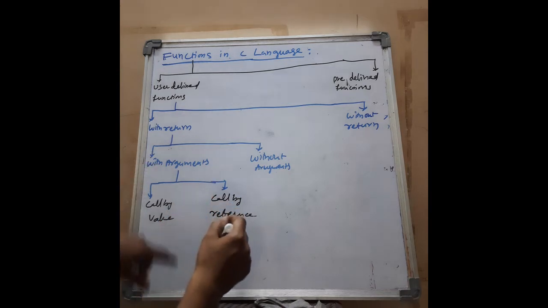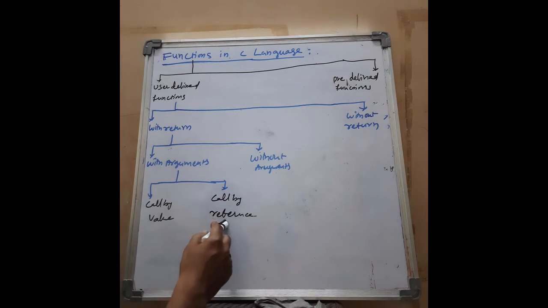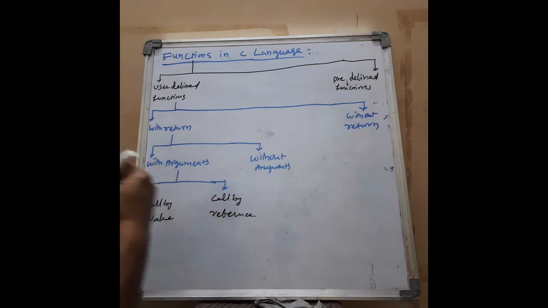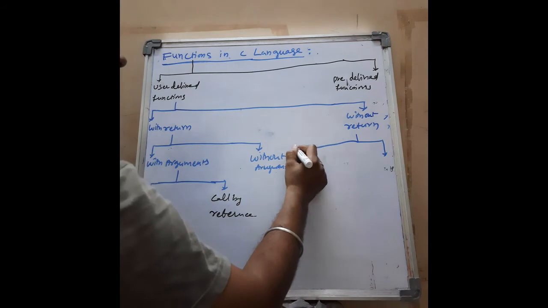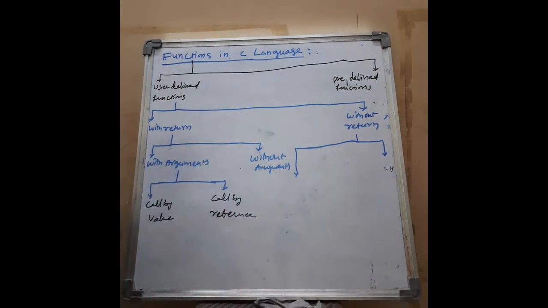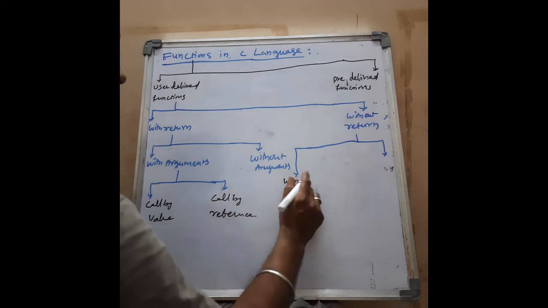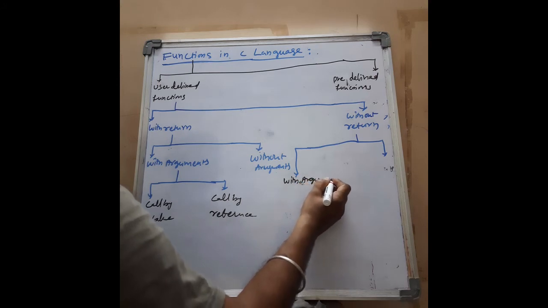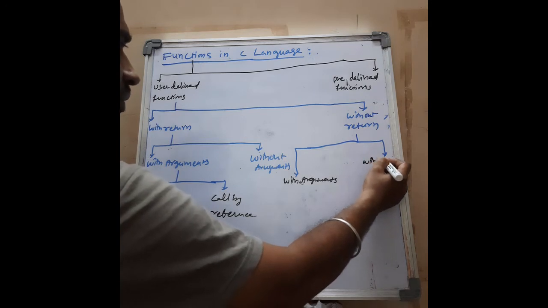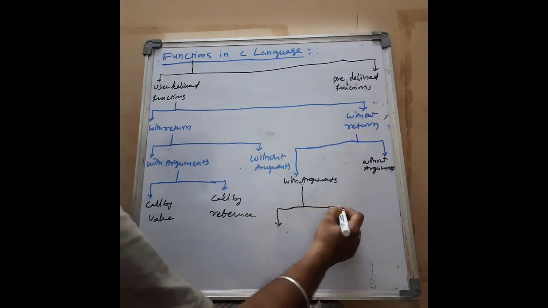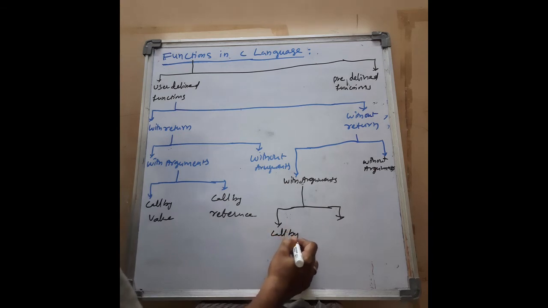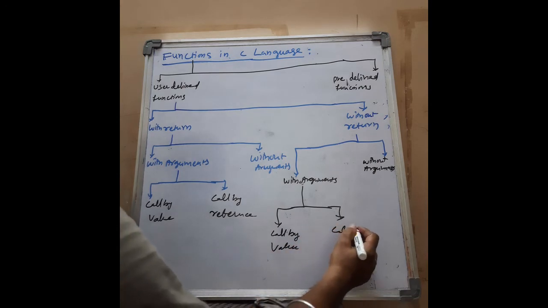If you want to write a program by call by reference, we have to use arguments. With return, we mention the return type, and with arguments, those argument types are assigning addresses. This one is very important. In the case of without return type, we can classify in a similar way. Here also, with arguments and without arguments, and with arguments we can use different modes: call by value and call by reference.